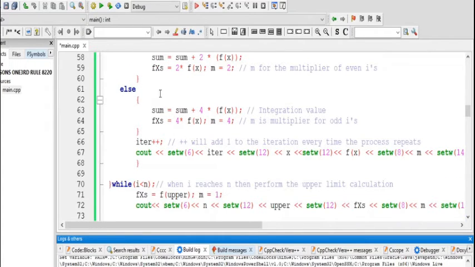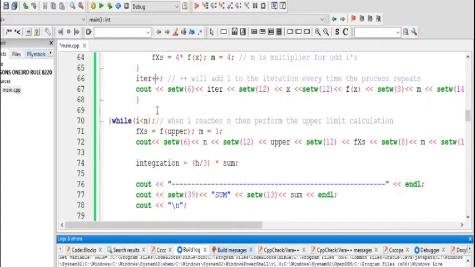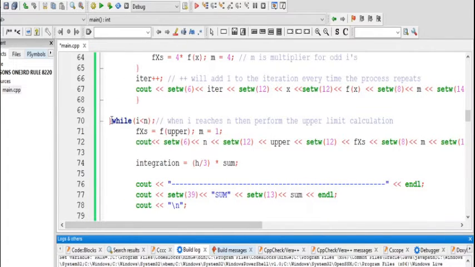And then else, if it is odd, if there is a remainder, then sum is equal to sum plus 4 times f of x. F of x Simpsons is equal to 4 times f function of x. The multiplier for odd I's is 4. And then iteration will be increased by 1 every repetition of the process. And then we will print all the values: the value of x, function of x, the multiplier, and of course the f of x of Simpsons.